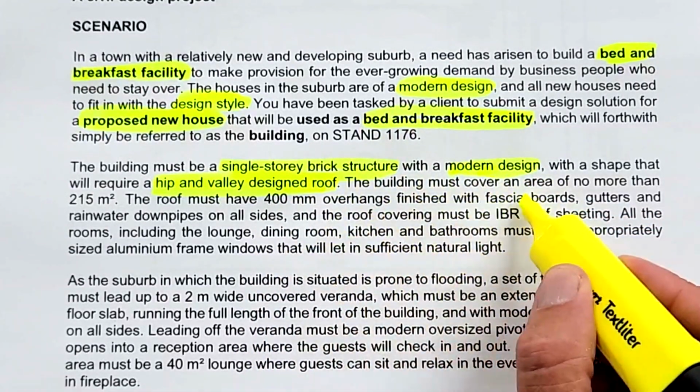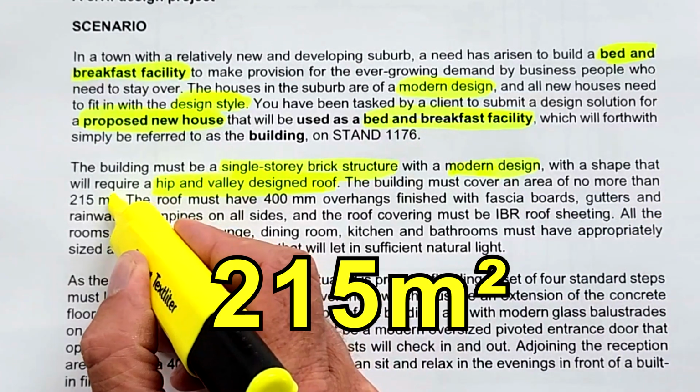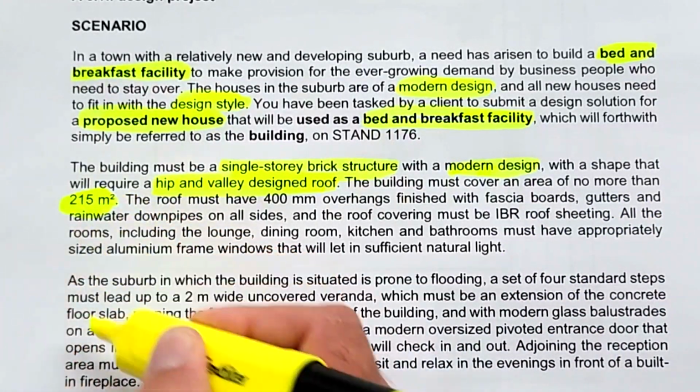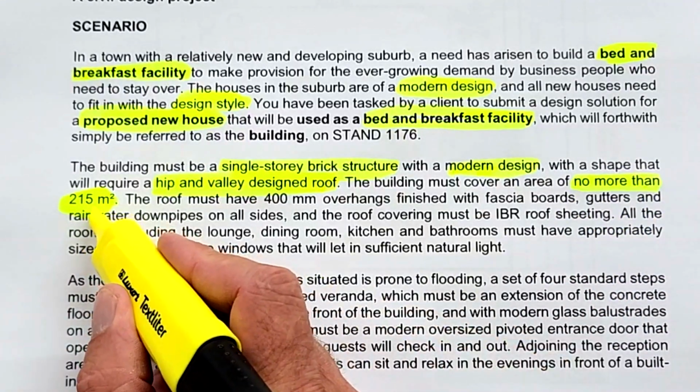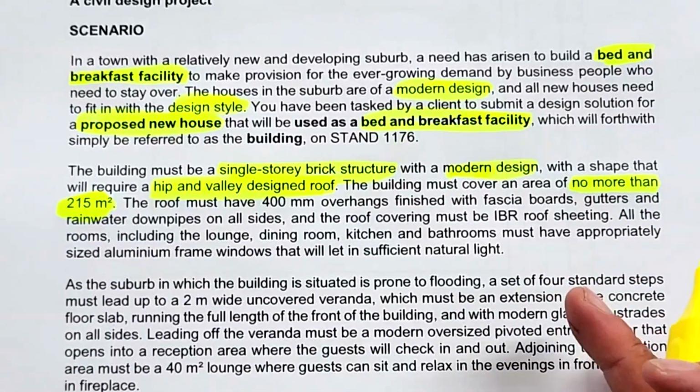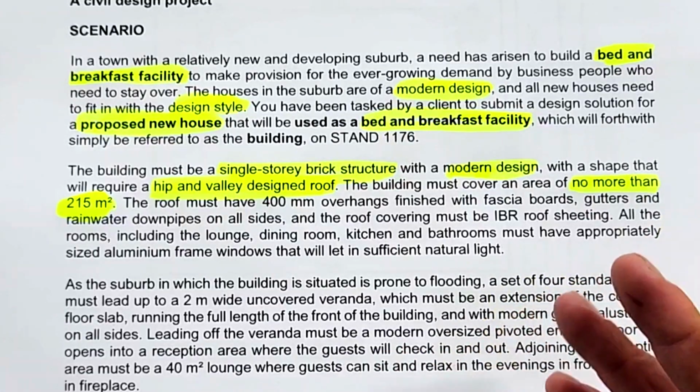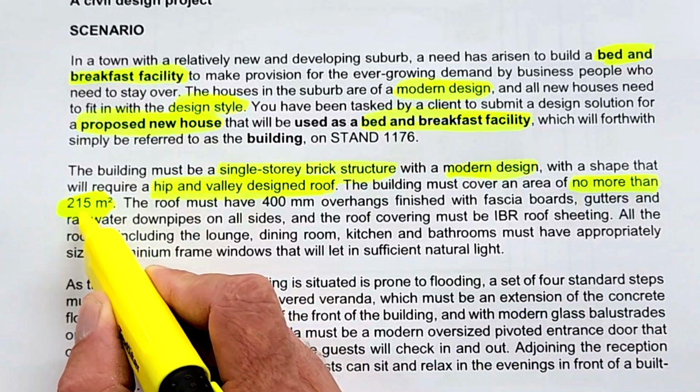The building must cover an area of no more than 215, and this is a firm 215. There's no way yours can be larger than 215. So maybe 216, they'll be fine. But when you get to 230, 240, you're way over this. 215 is your limit.